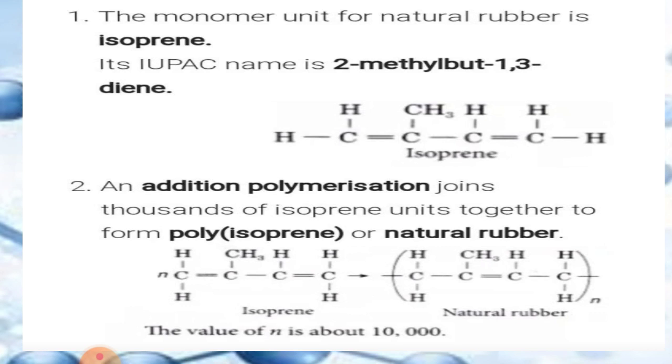It is CH2 double bond C. At the second carbon, a CH3 group is there, that is, a methyl group. Then CH double bond CH2. This is the structure of isoprene.